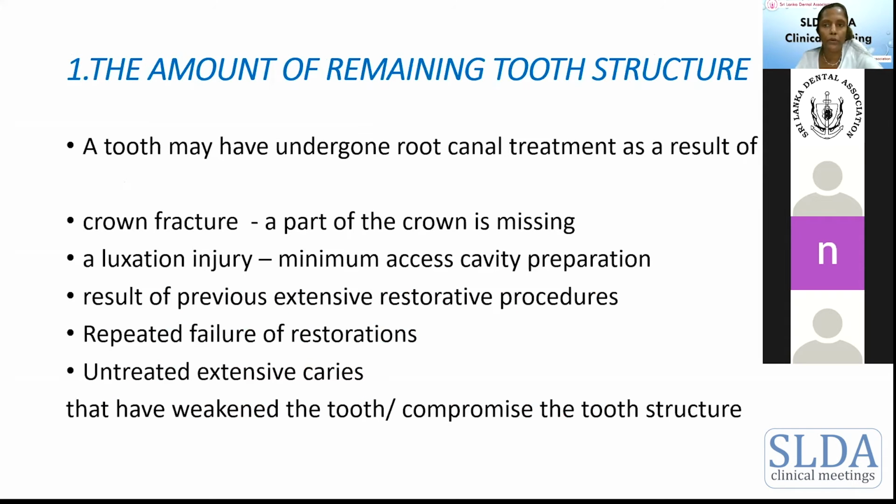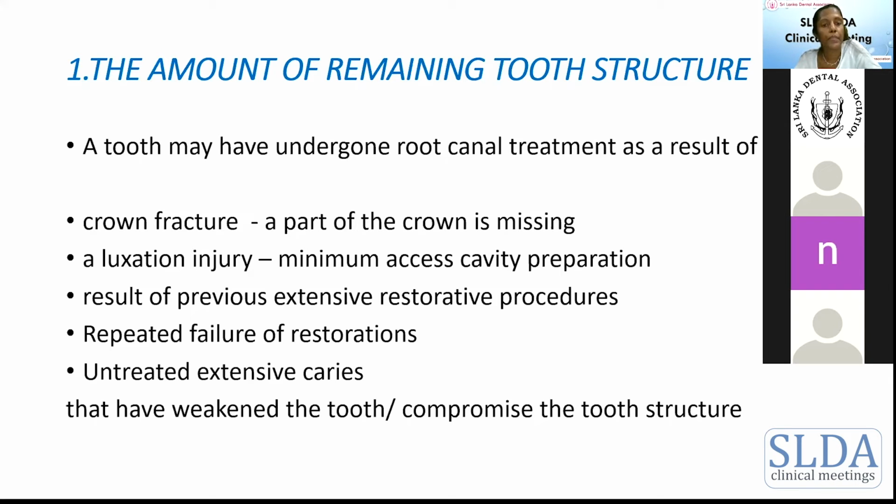So we'll see the amount of remaining tooth structure. A tooth may have undergone root canal treatment as a result of a crown fracture. If there is a crown fracture, a part of the crown is missing. Maybe half of the crown, maybe less than half, maybe more than half. Or else, as a result of previous extensive restorative procedures or repeated restorative failures. It's a very common occurrence in our practice. We see sometimes repeated restorative failures. And sometimes it can be due to untreated extensive caries, maybe due to negligence or any other reason.